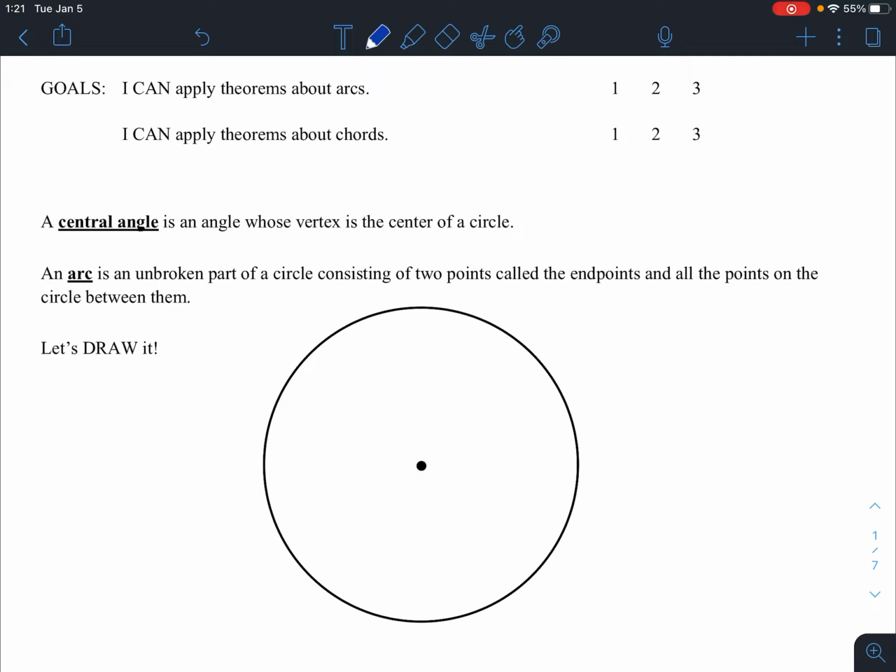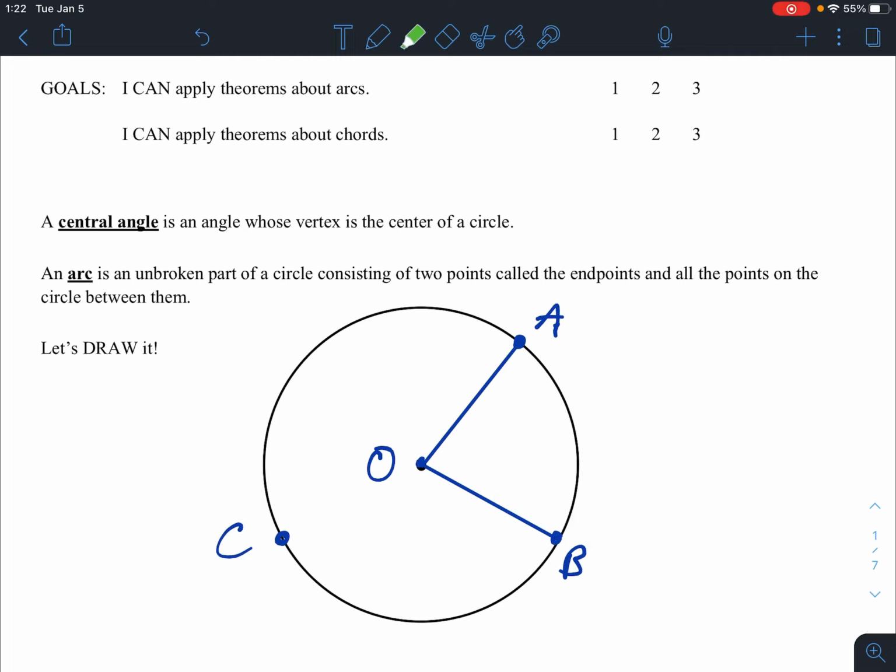An arc is an unbroken part of the circle consisting of 2 points called the endpoints and all the points on the circle between them. Okay, so let's draw a central angle here. So here's my example central angle. And let's name these points A. I'm going to call the center O, and let's call this point B. I'm going to put another random point somewhere over here. We'll call that point C.